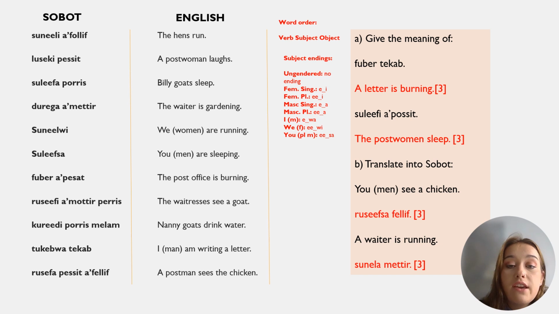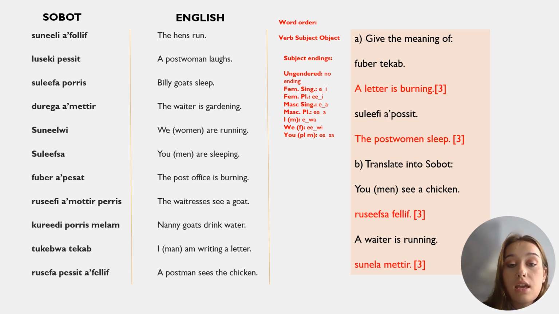First of all, if it is an ungendered word, there isn't an ending. We got that information from "the post office is burning." The post office doesn't have a gender. It's a place, it's a thing. And the verb there, fuber, burning, doesn't have an ending either. So we can guess that any ungendered subject doesn't have a subject ending on the verb.